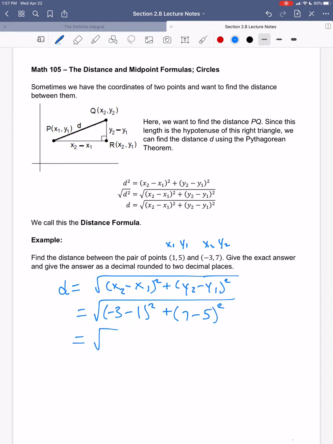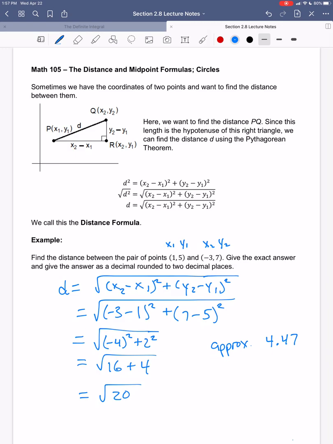and so I get -4 squared plus 2 squared. That's 16 plus 2. No, not 2. 16 plus 4, which is the square root of 20. Now, if I do the square root of 20 on a calculator, I get that the approximate value of that is then about 4.47 if you round that on a calculator.